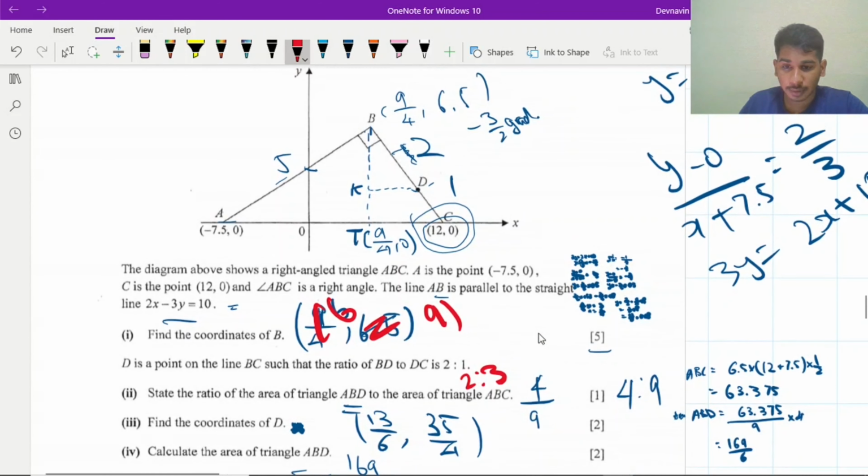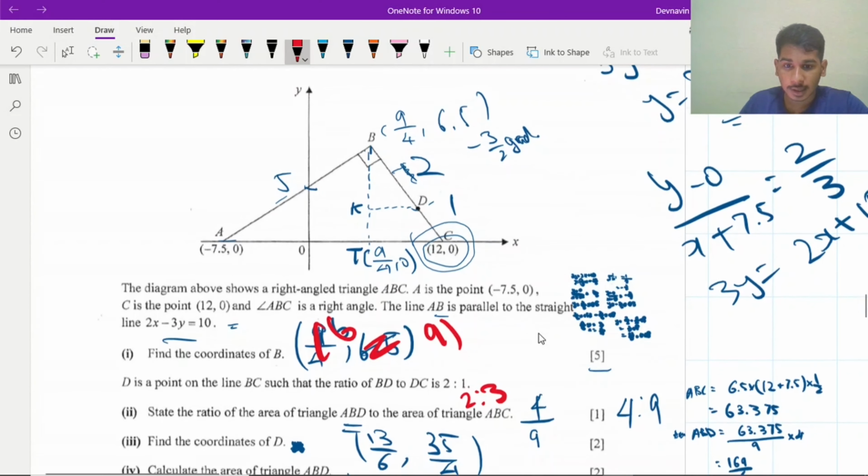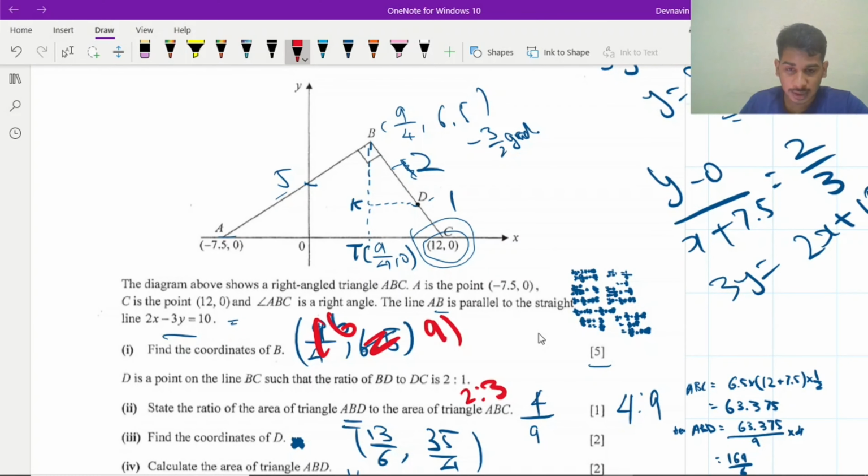They said D is a point on line BC such that the ratio is 2:1. Okay, this is kind of scary because D is a point on BC, and then we have this ratio of 2:1. Find the area of triangle ABD to ABC.